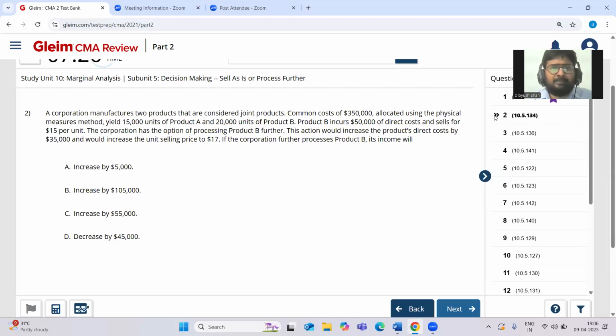A corporation manufactures two products that are considered joint products. So there is a company and they make two products that are considered joint products. Common cost. Let me just copy paste this question in the Word document.